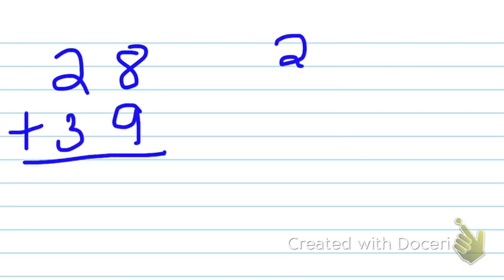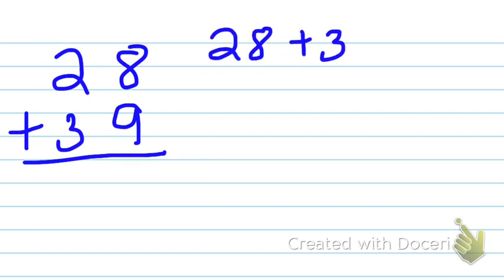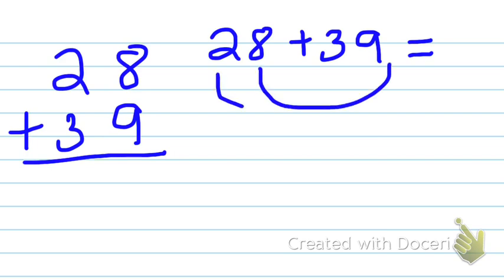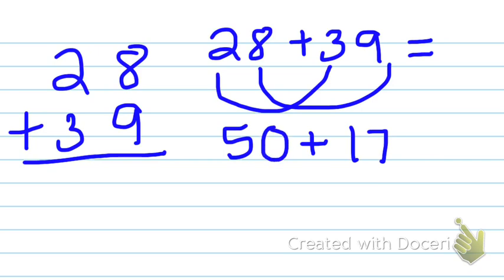So using this, 28 plus 39, I'm going to do it like this. Remember, ones and ones together, tens and tens together. 8 plus 9 is 17. 2 plus 3 is 5. But since it's in the tens place, the value is 50. So my answer is 67.